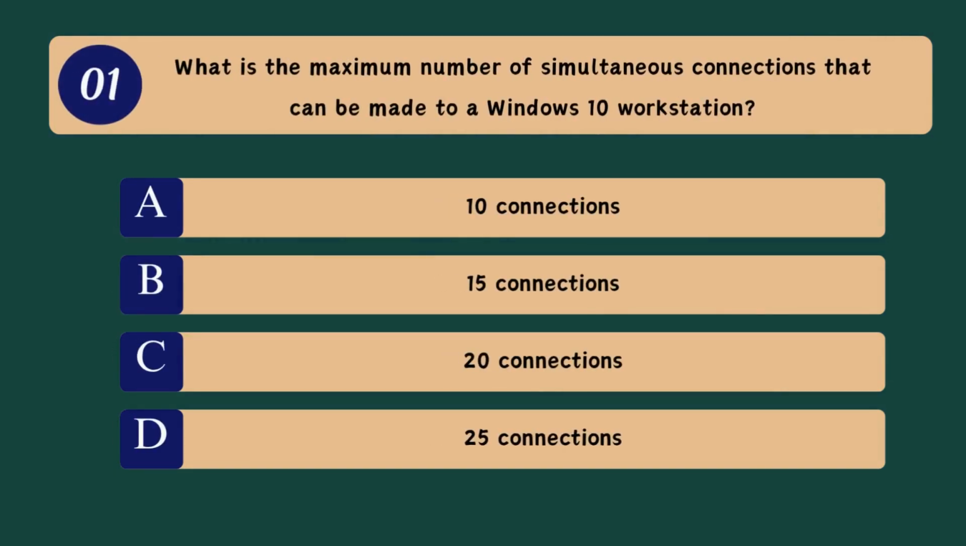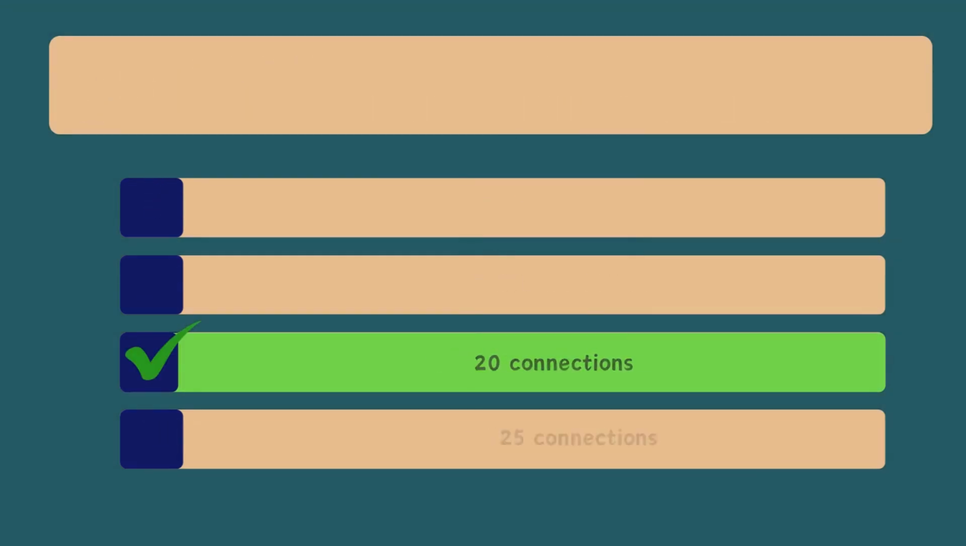Question 1. What is the maximum number of simultaneous connections that can be made to a Windows 10 workstation? A. 10 connections. B. 15 connections. C. 20 connections. D. 25 connections. Correct answer: C. 20 connections.